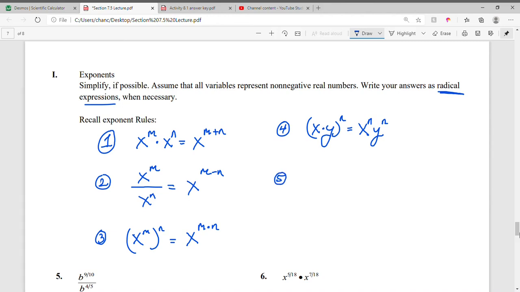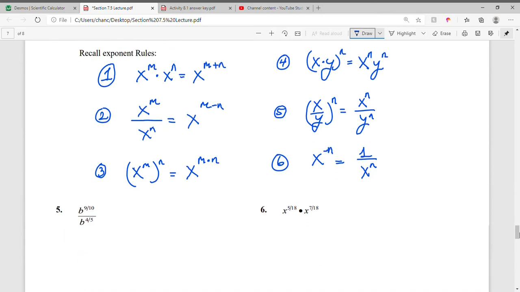And for our fifth rule, we have a quotient raised to a power. That's x to the n over y to the n. For the sixth rule, we have x to the negative n, which we have already gone over. This is equivalent to 1 over x to the positive n. Now we know some of the exponent rules. Now let's get started with question 5.